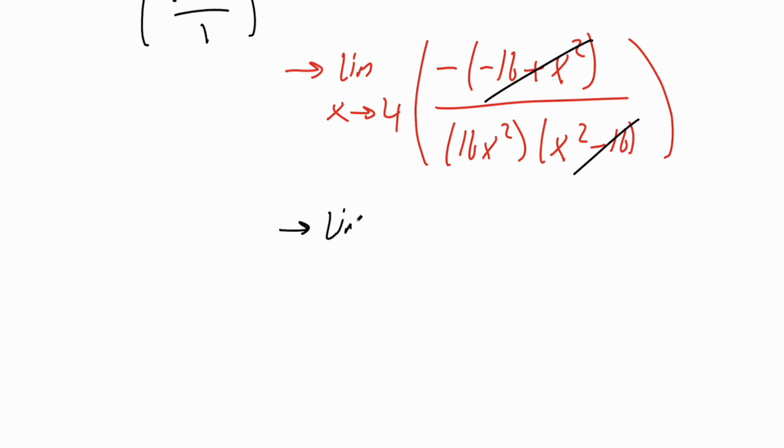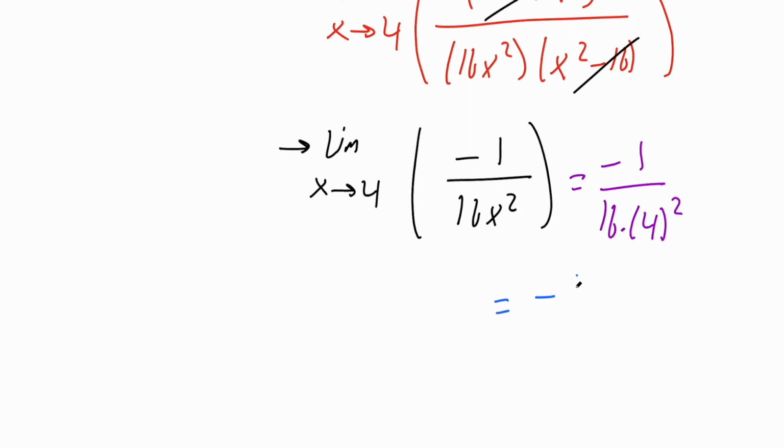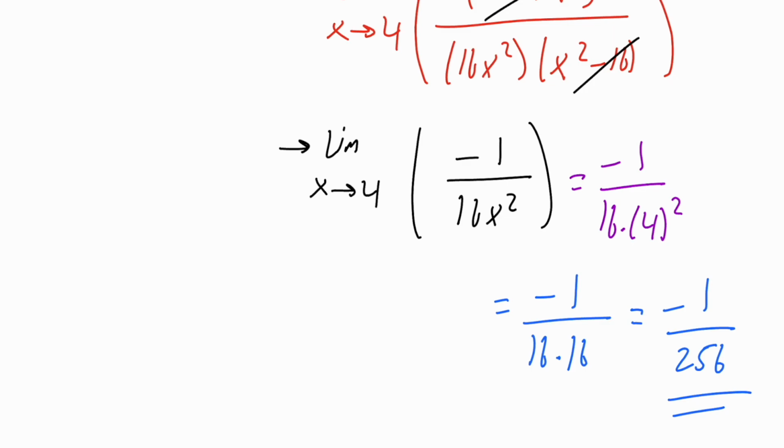So let's rewrite this. We have the limit as x approaches 4. So this piece and this piece cancel, but we still have a negative, so we have a negative 1 divided by 16x squared. And now we can swap. And so what we're going to get is negative 1 divided by 16 times parentheses 4, close it, squared. And so what we get is negative 1 divided by 16 times 4 squared, which is 4 times 4, which is 16. And so 16 times 16 is 256. And so our final answer is negative 1 divided by 256. And that's all we need to do for this problem.